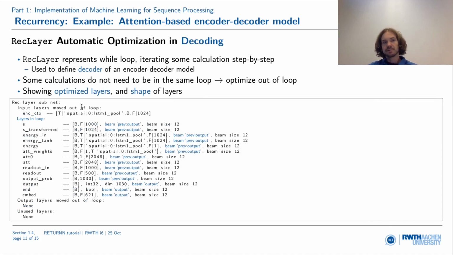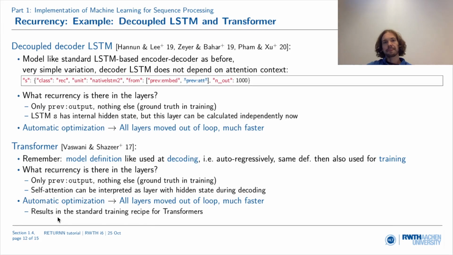Now the input layers moved out, and still the encoder, this can be calculated offline, but otherwise everything is now inside the loop, because the output depends on the output probabilities. And also the end flag is now used to signal the end of the sequence. So nothing otherwise is moved out.